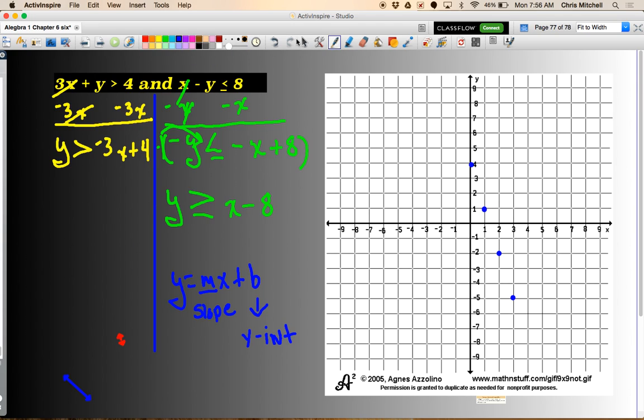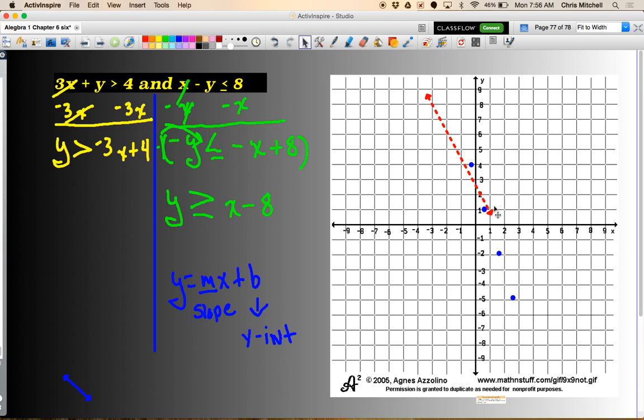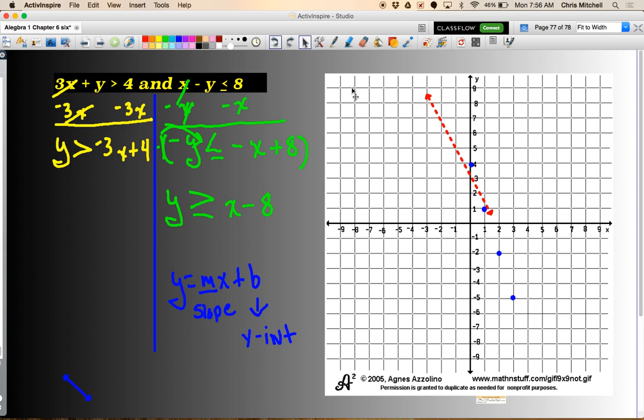So now I'm going to grab my blue, or what color do I need? I need this red line. I need a dashed line. I'm going to extend it. So I'm going to extend my line. I'm going to get it to where it's going through the points. Again, you want to use a dashed line.